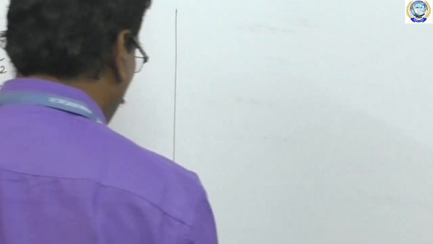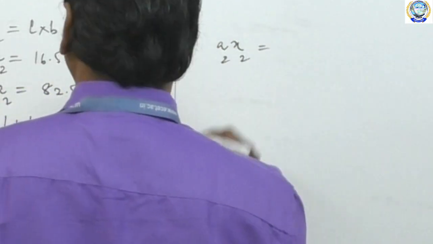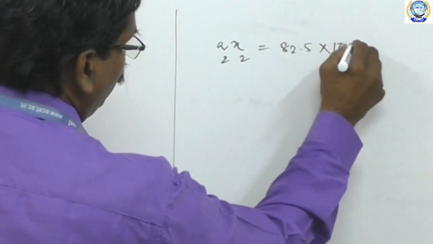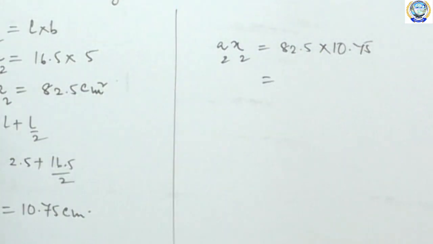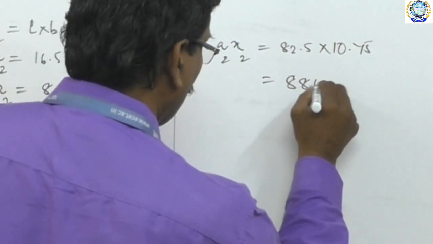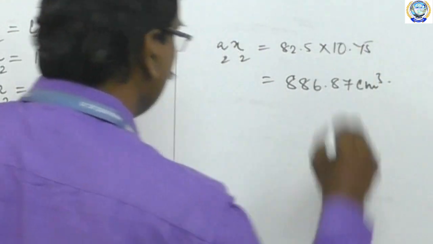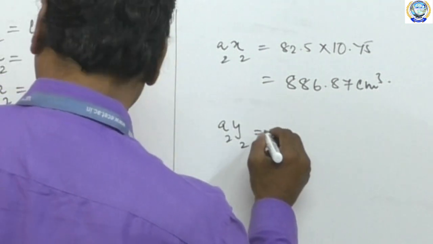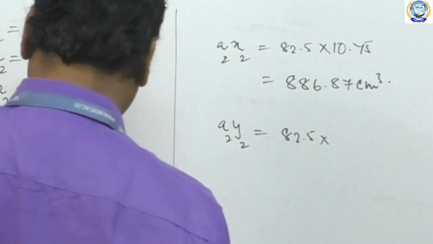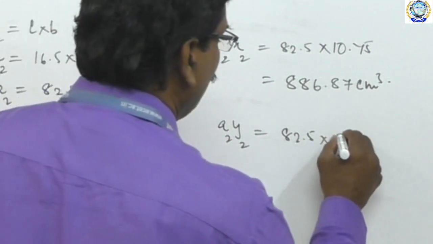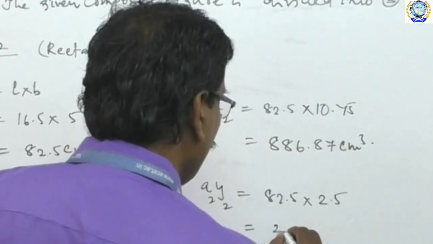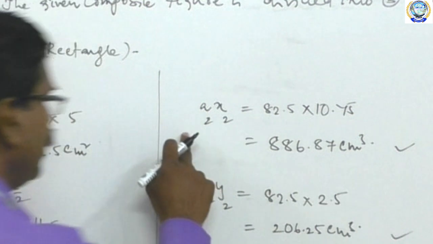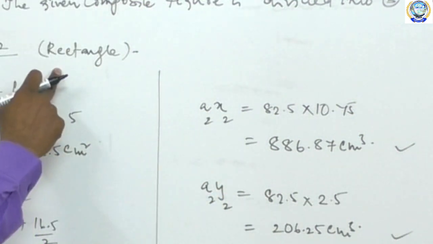Therefore, a2x2 is equal to 82.5 into x2, which is 10.75. After simplifying this with a calculator, we will get 886.87 centimeter cube. Similarly, a2y2 is equal to 82.5 into y2. y2 is how much? 2.5. So after simplifying this with a calculator, you will get 206.25 centimeter cube. These are the values of a2x2, a2y2 by using part 2, that is the rectangle.